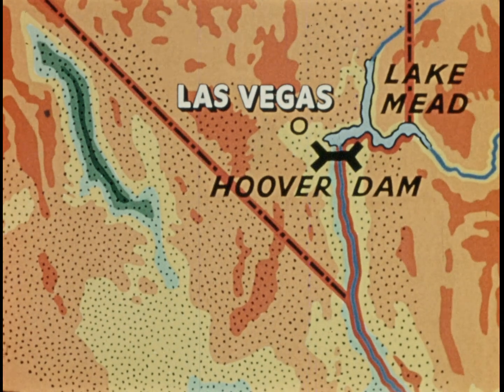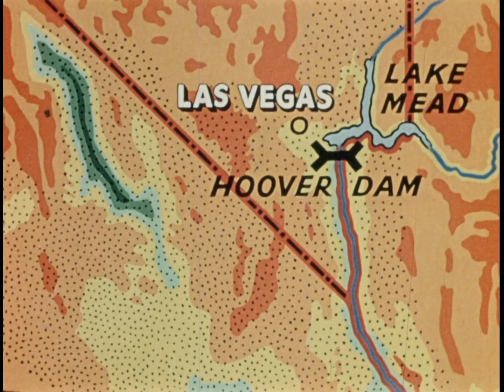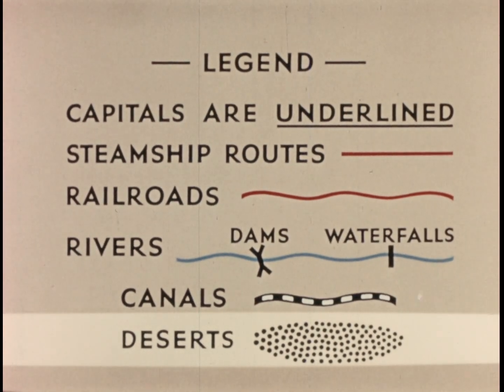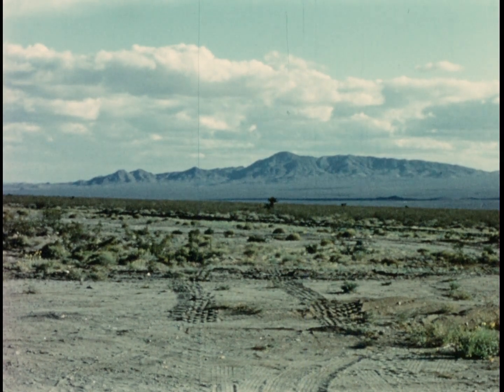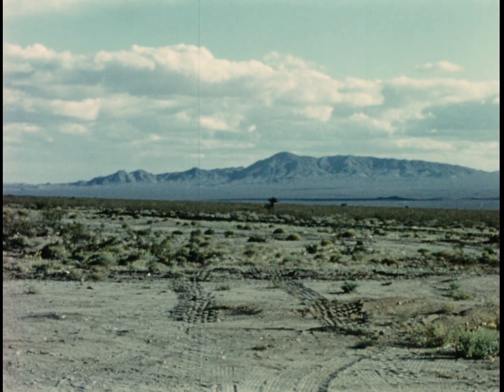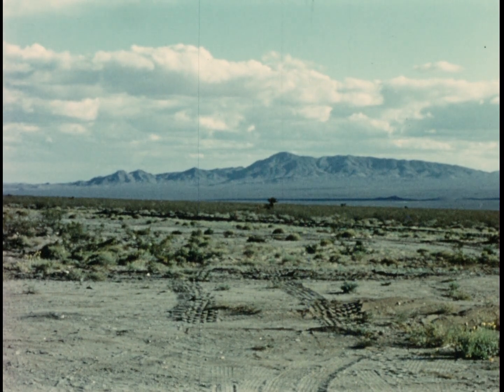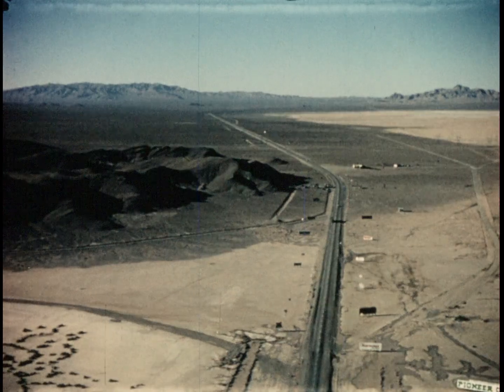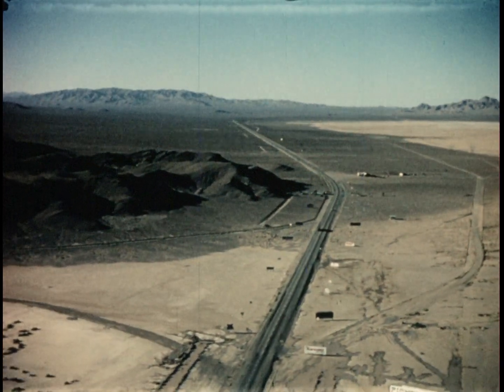Around Hoover Dam, small black dots appear on the map. These, the legend tells us, describe desert regions. Like this dry land, such land is usually fertile, but without water, only sparse grasses and cactus grow. Desert regions may be flat or mountainous, like this barren place.